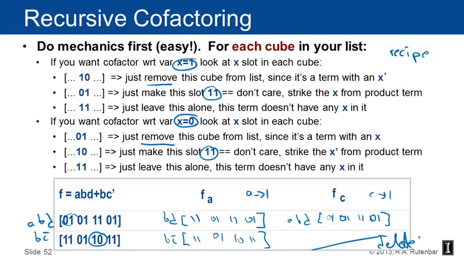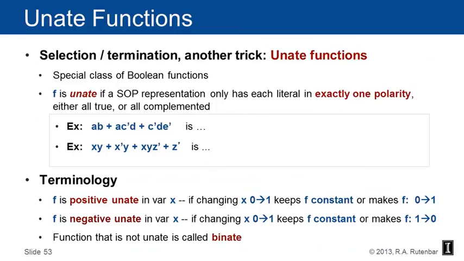Right, and that's one of the ways how, when you set the value of a variable to a constant to make a Shannon cofactor, the data structure representation of the cube list gets smaller. Some of the cubes vanish. Right, they just go away. You don't have to worry about them anymore. So that's a good thing.